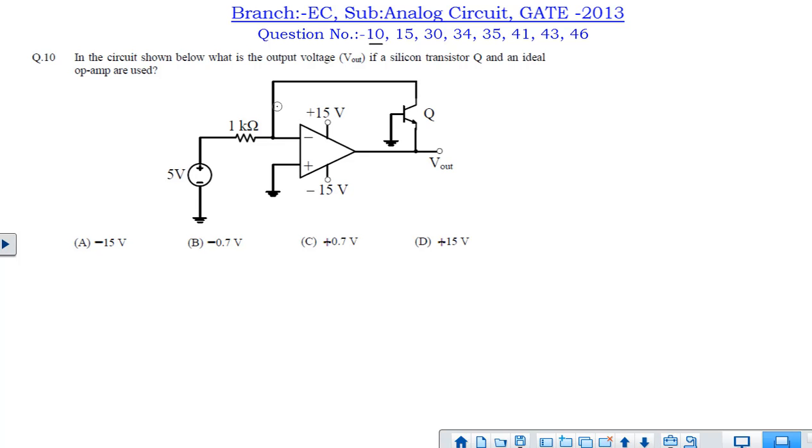First question is question number 10. In this question, a circuit is given with an op-amp and a transistor configuration. What is asked is we have to find the output voltage, and it is also given that the op-amp is ideal.